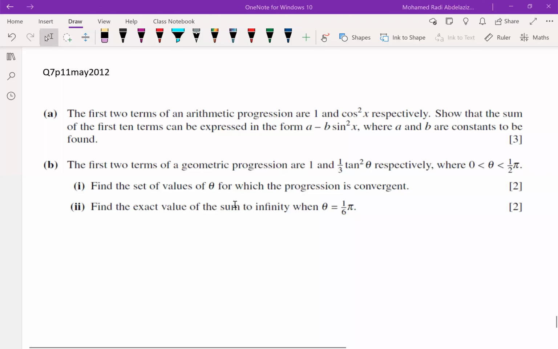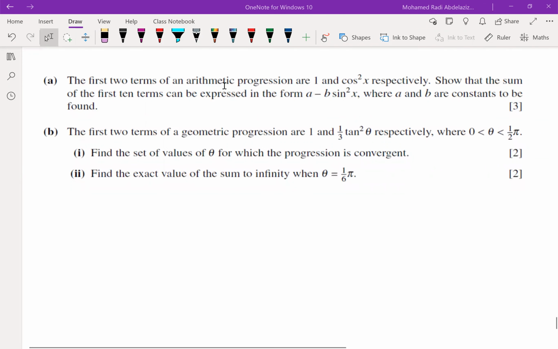Hi guys, in this tutorial, I'm going to solve question number 7, Paper 11, May 2012. The first two terms of an arithmetic progression are 1 and cosine squared x.